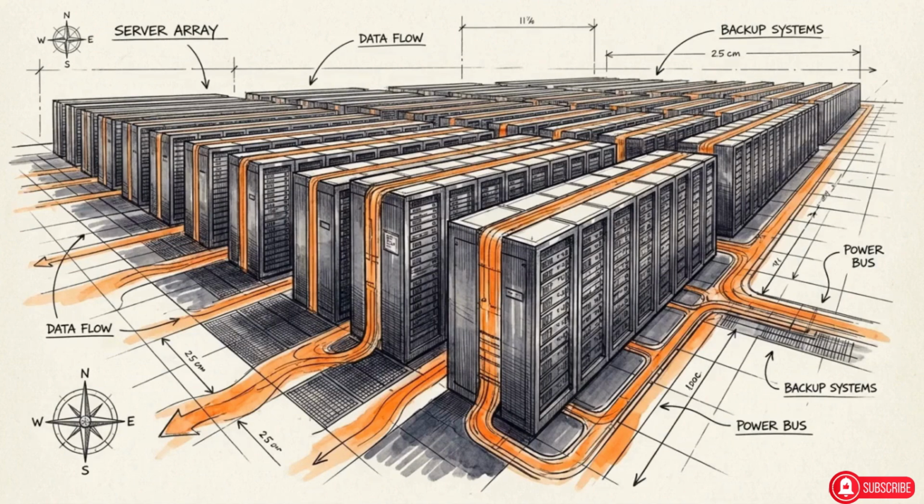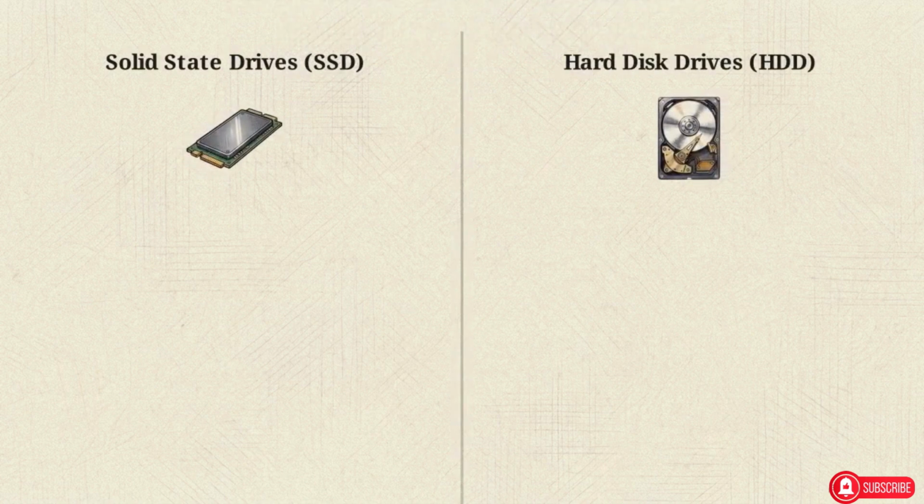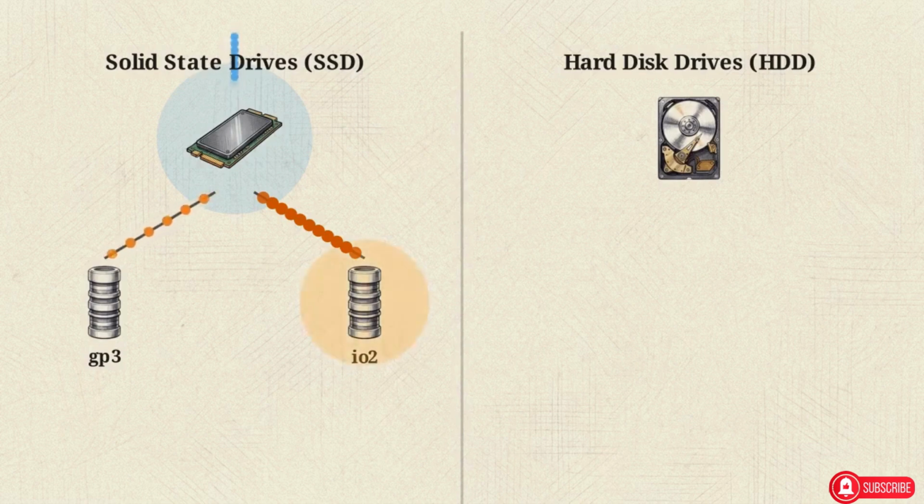enterprise data. Your first decision when provisioning EBS is choosing the underlying hardware architecture. You have two main paths: high-performance solid-state drives and cost-effective hard disk drives. Solid-state drives handle high volumes of small, rapid transactions. The GP3 type is your default choice for general workloads, while IO2 is built specifically for mission-critical databases that demand extreme input-output operations per second.